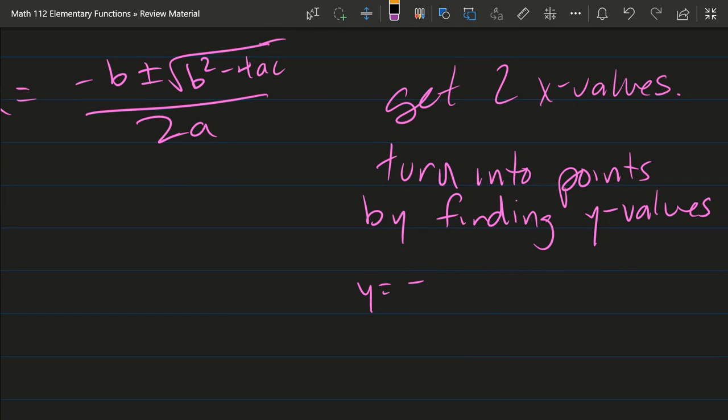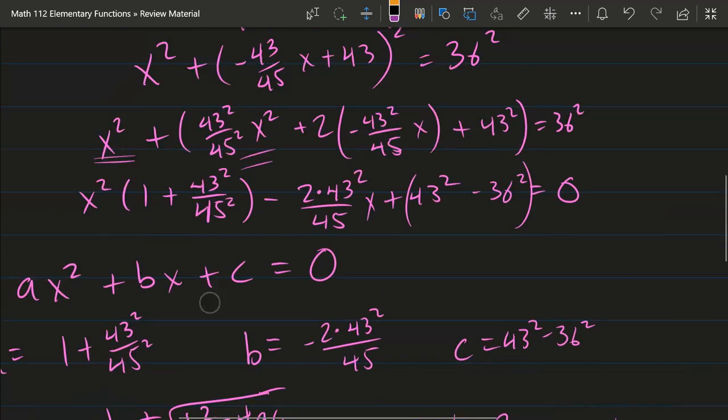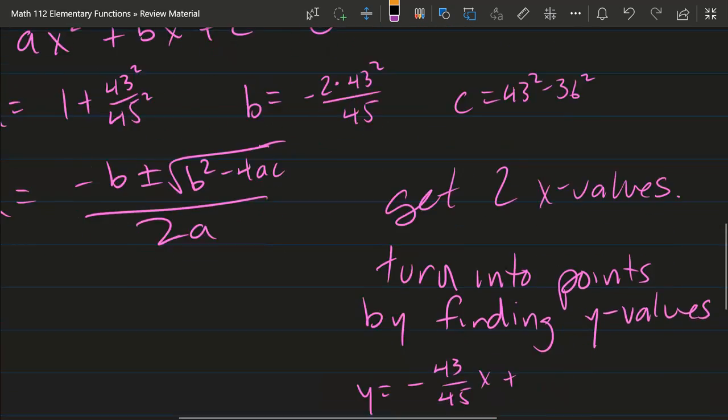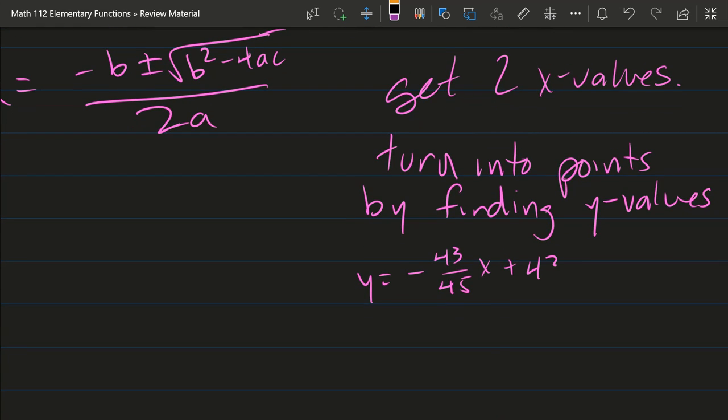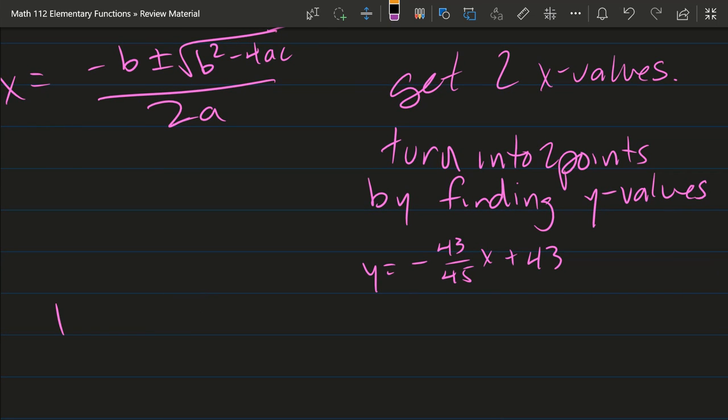So y equals negative 43/45 x plus 43. All right, so then you're going to get 2 points. Then all you do is find the distance between the points.